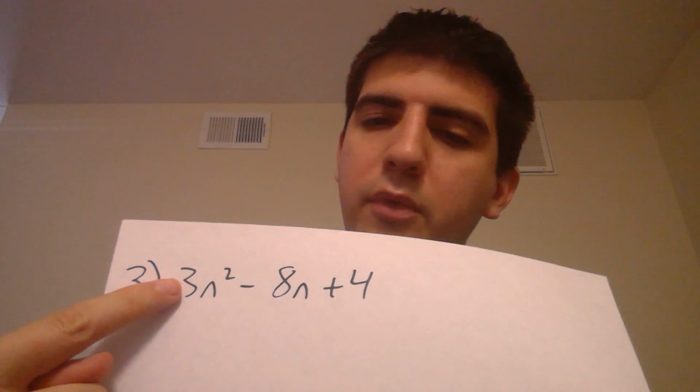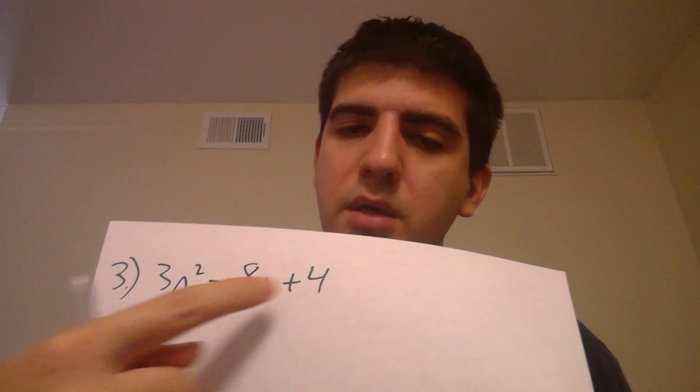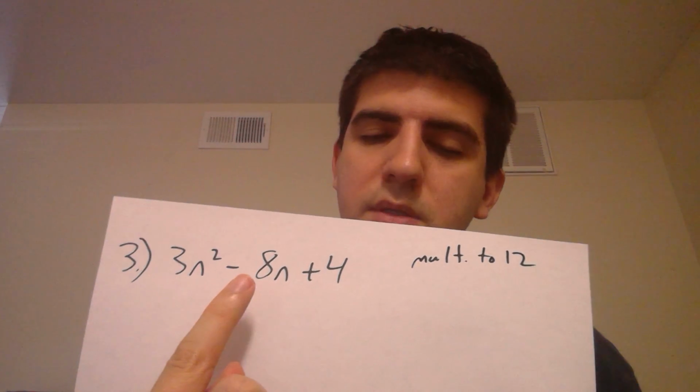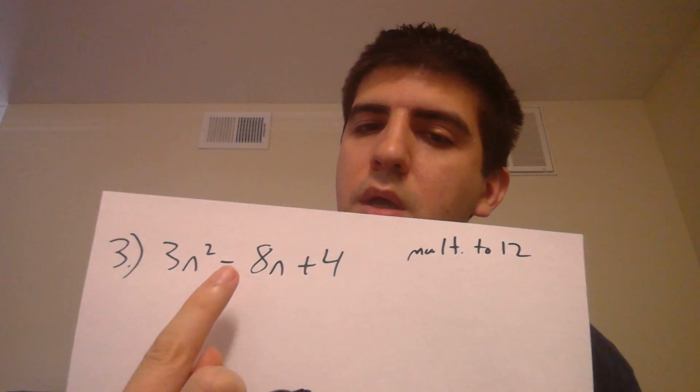Okay, so 3 times 4, A and C. 3 times 4 is 12. So we want numbers that multiply to 12 and they add to negative 8. Okay, because negative 8 is the B term, the term in front of the singular variable. So numbers that multiply to 12 that add to negative 8. Keep saying the wrong things.